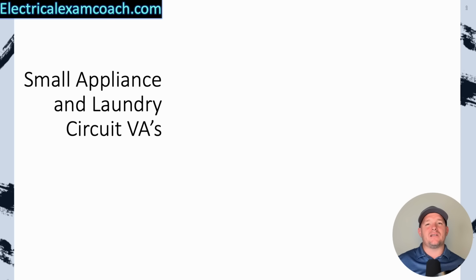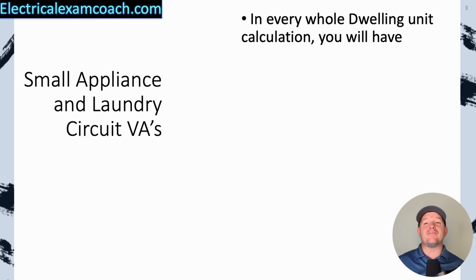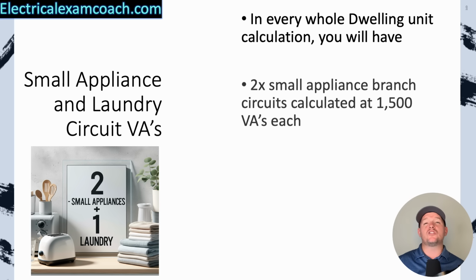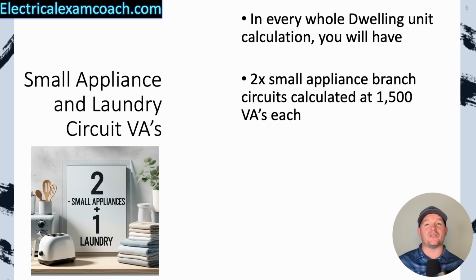Now that we've learned how to calculate our general lighting and receptacles, what about our kitchen and our laundry room? Let's learn those now. In every whole dwelling unit load calculation, you will have 2 small appliance branch circuits. These are to serve the countertops, the dining room. They're also allowed to serve the refrigerator. If you've ever wired a home and wonder why we pull 2 circuits, well, it's because there's a code that tells us we have to. And if you've ever wondered how we calculate those, this is how you calculate them. Each one is calculated at 1,500 VAs each.